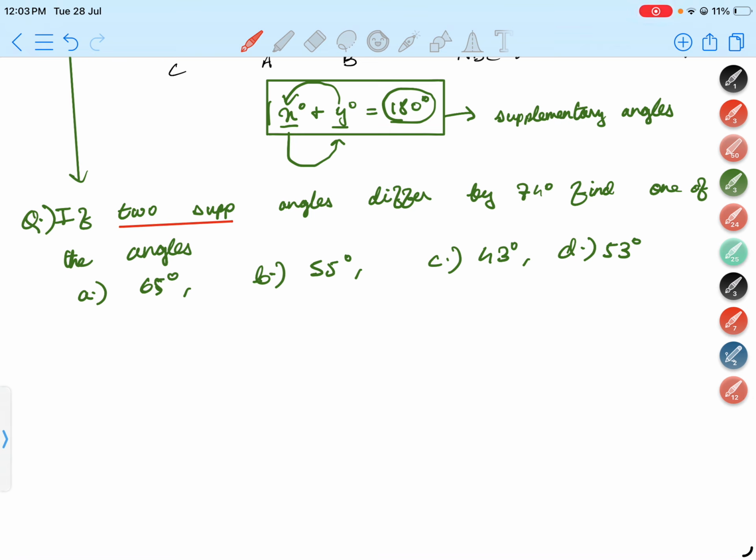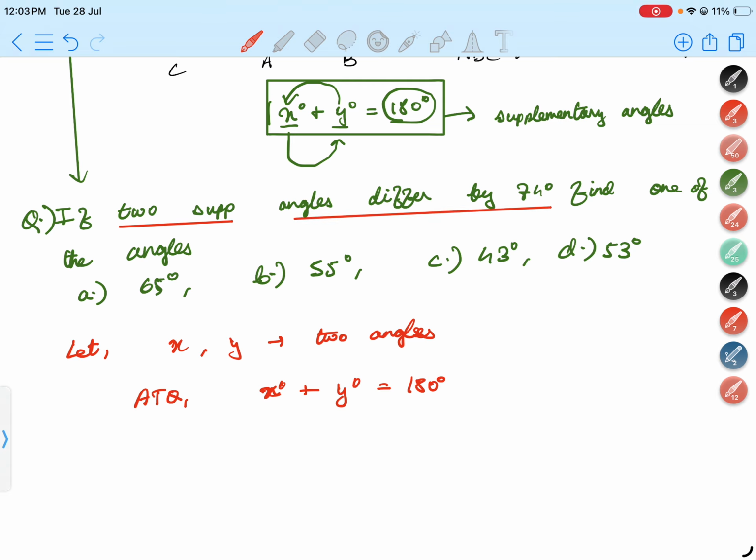So as I told you, let's say x comma y be the two angles, and as they are supplementary, according to the question we can say that x degree plus y degree is equal to 180 degree. Further, we are also given that these angles differ by 74 degree. So x degree minus y degree is equal to 74 degree.